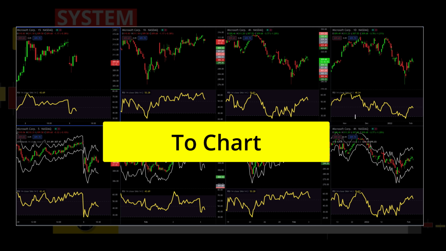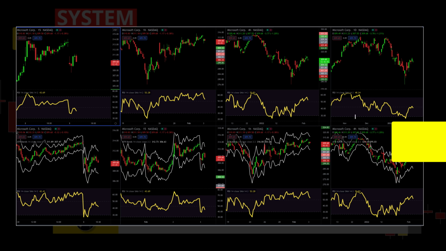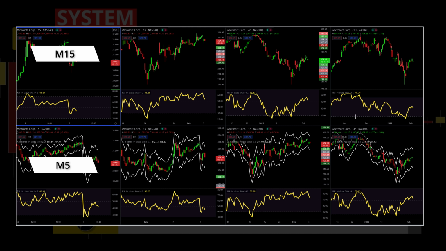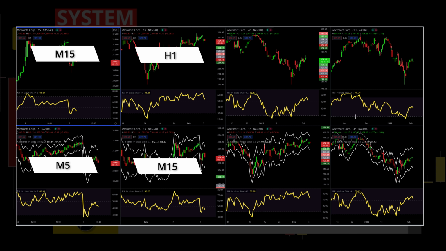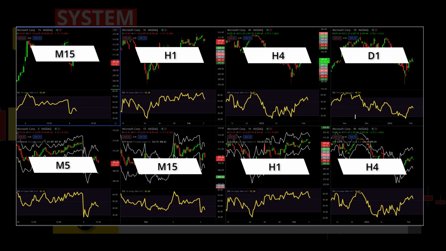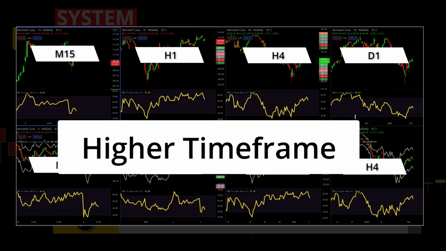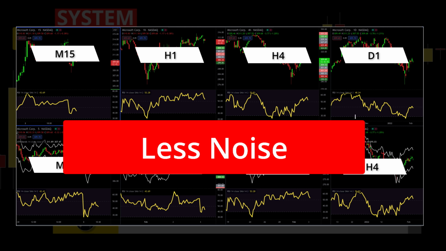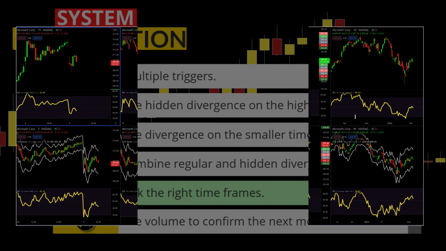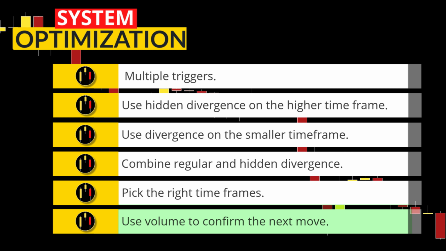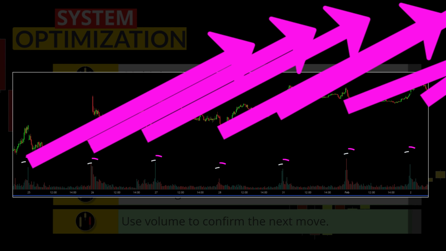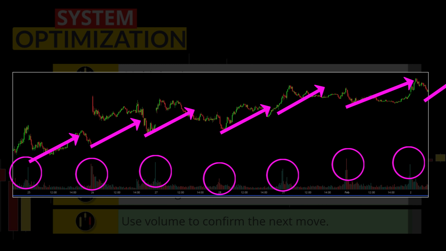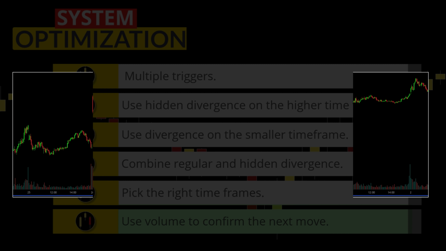Some of the time frames that match up well in this system are inclusive of what I tested, which was the 15-minute and 5-minute, but you can also move up to the 1 hour and 15-minute, or the 4 hour and 1 hour, or even the daily and 4 hour. Generally speaking, the higher time frame combination you choose, the better your win rate will be because there will be less market noise. Another item you can add on the lower time frame to increase your win rate is volume. You can see that all of the volume spikes here coincided with a trend continuation.